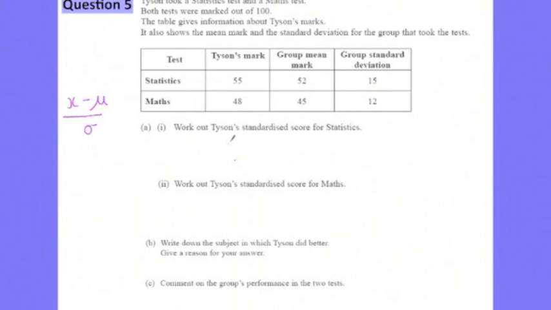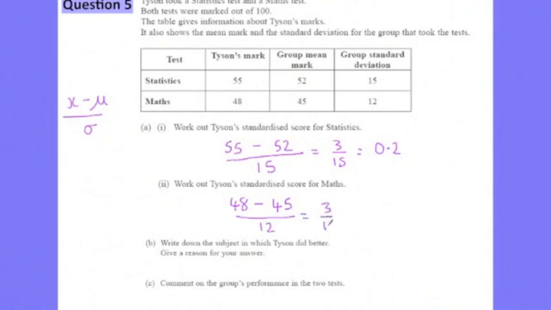So, in statistics, Tyson's mark was 55. Take away the group mean of 52. Divided by the standard deviation of 15. 3 over 15 into a decimal, 0.2. And then for maths, similarly, Tyson's mark, 48, subtract the mean, 45, divided by 12. And here we have 3 over 12, which is the same as 0.25.